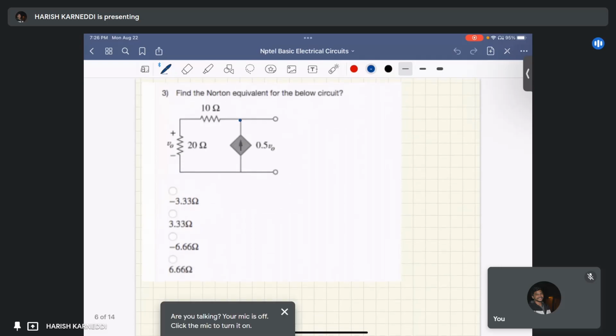Yeah, up to second question it is clear, right? I'm starting the third question. Sorry for that. There is a network issue here, so due to that, there is a delay also during the video as well. So the third question is, find the Norton's equivalent for the below circuit. Not, sorry, instead of Norton's equivalent here, find the Norton's equivalent resistance.